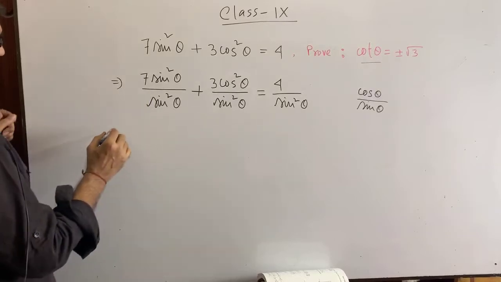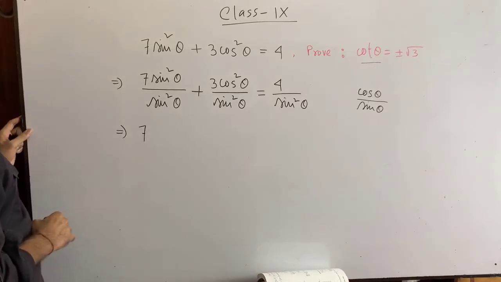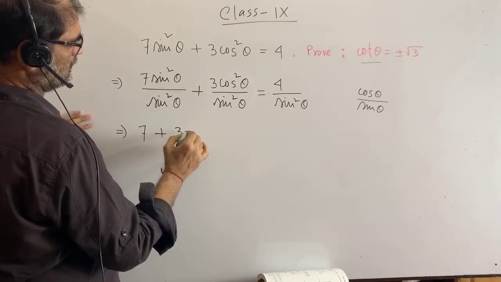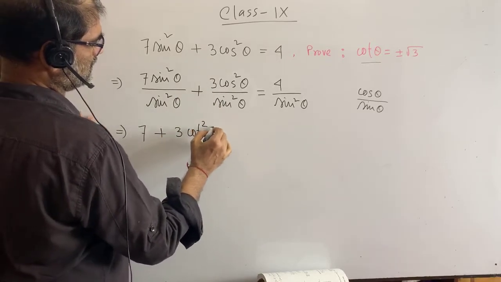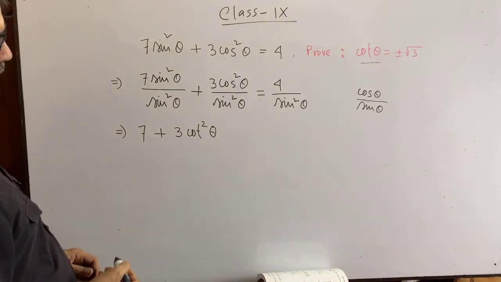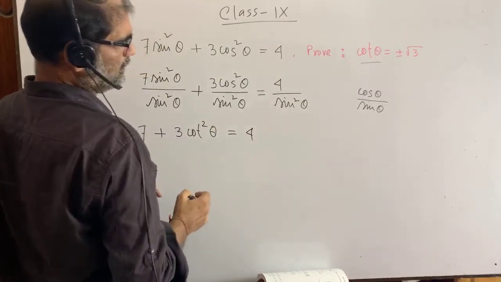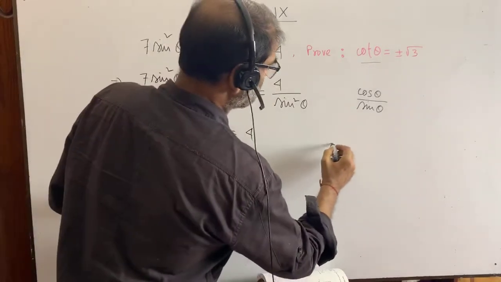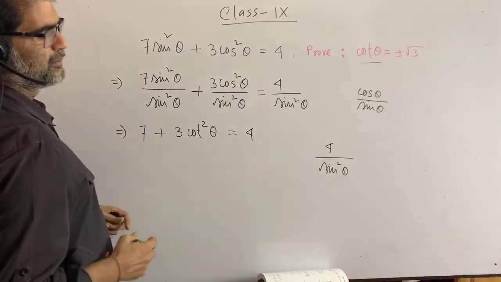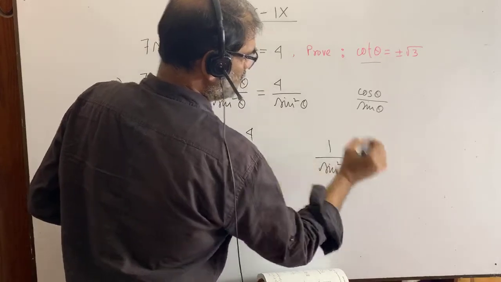Here we are getting only 7. Here we are getting 3 cot square theta, cos square by sine square equals cot square. Here we are getting 4 by sine square theta. What is meant by this? 4 by sine square theta. It is 1 by sine square theta into 4, right?